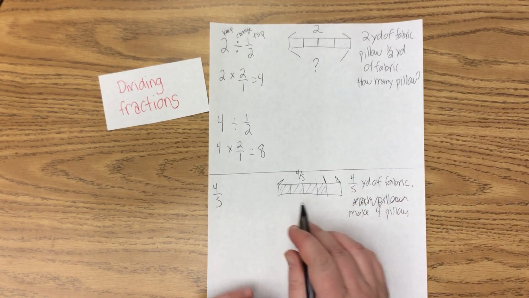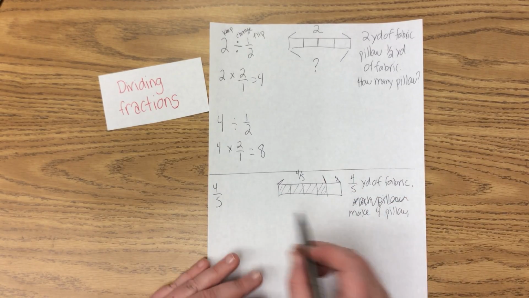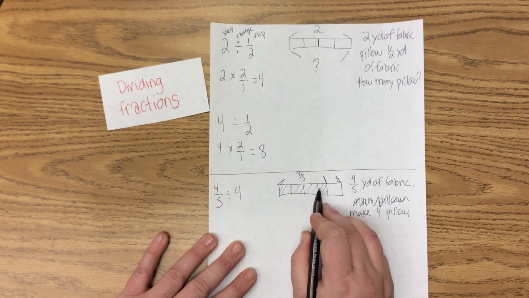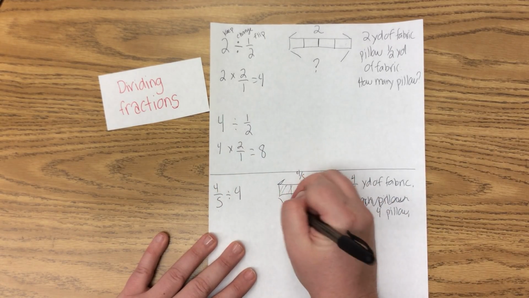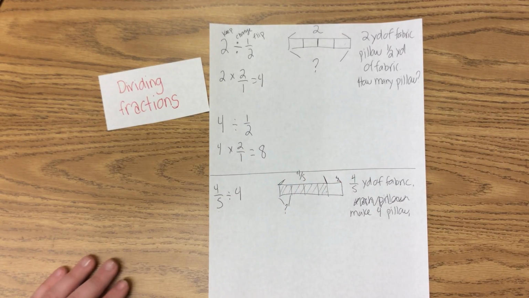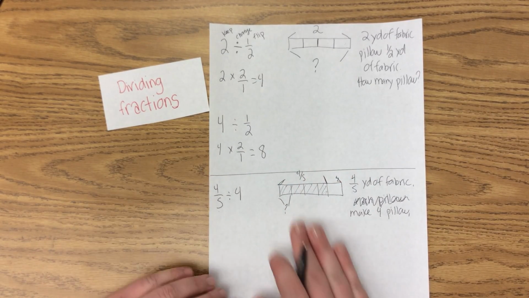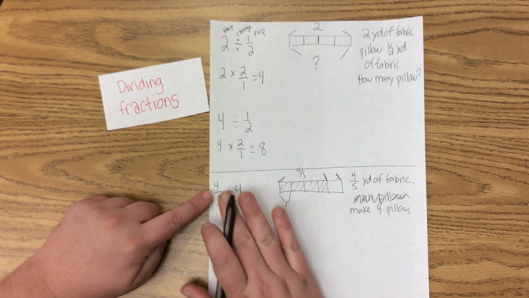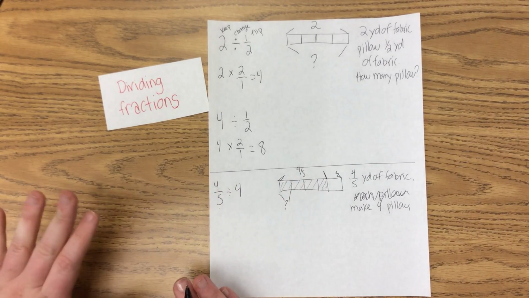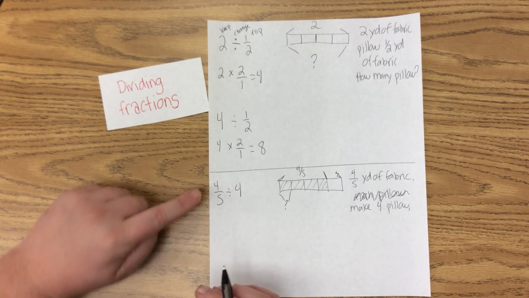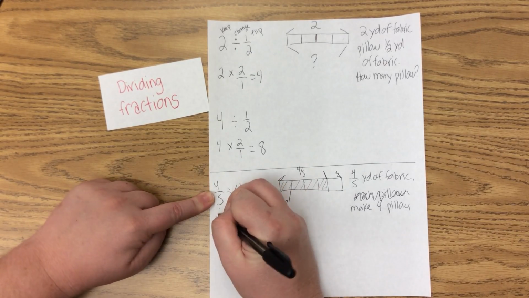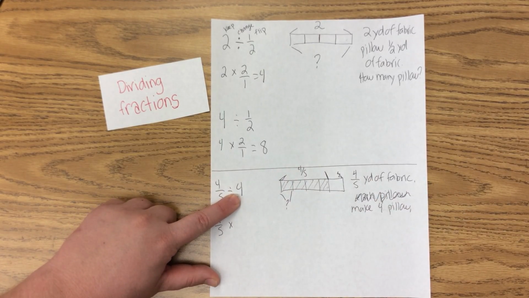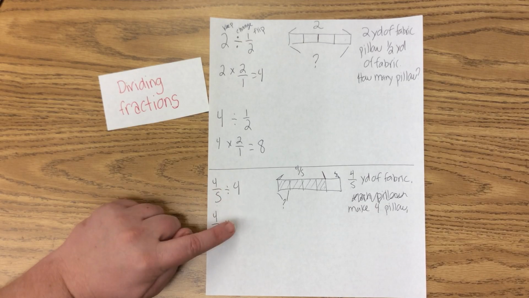And then we want to know how many yards of fabric are in each pillow. Well, that would be 4/5 divided by 4. They basically want us to know what each one of those is worth. 4/5 divided by 4, we're going to know that's equal to 1/5 by looking at our picture here. But if you didn't have the picture, we can still follow that keep, change, flip model, where we keep the first number, we change the operation, and we flip the second number.